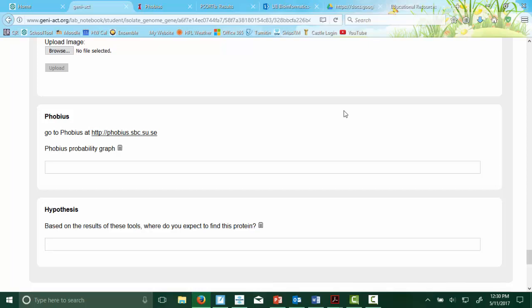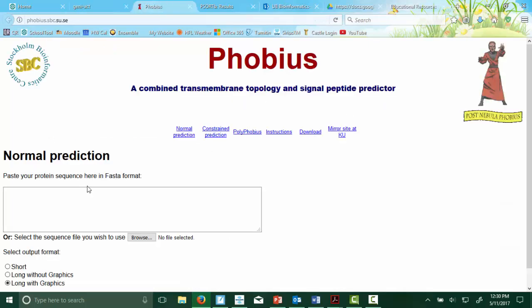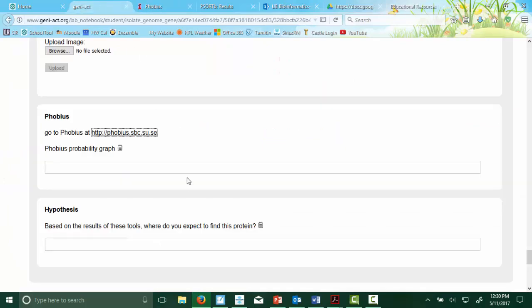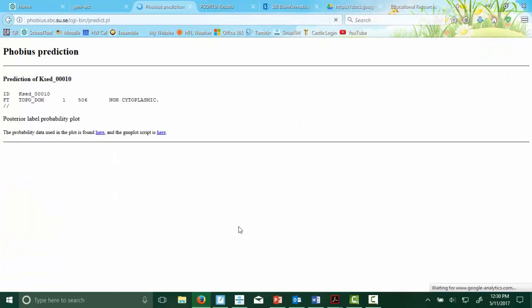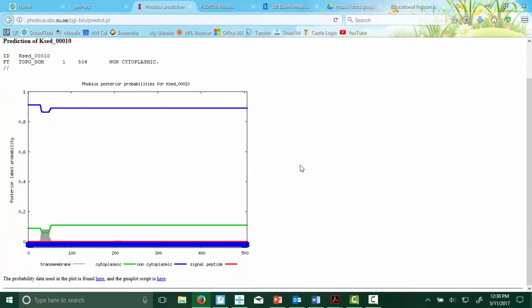So what you do is going to be fairly similar. We need our FASTA sequence again, no problem. You want to do long with graphics and then submit your query. Pretty easy, and it's a very quick spit out.